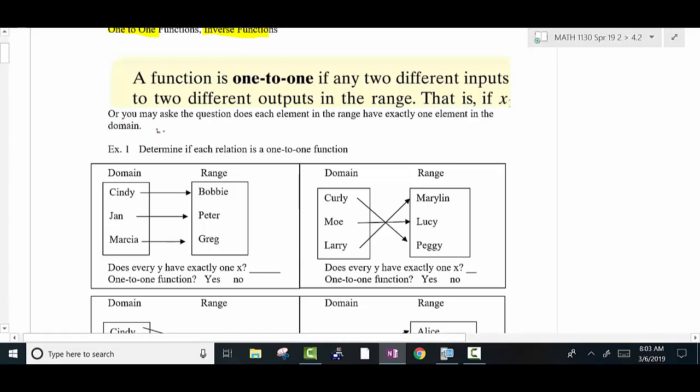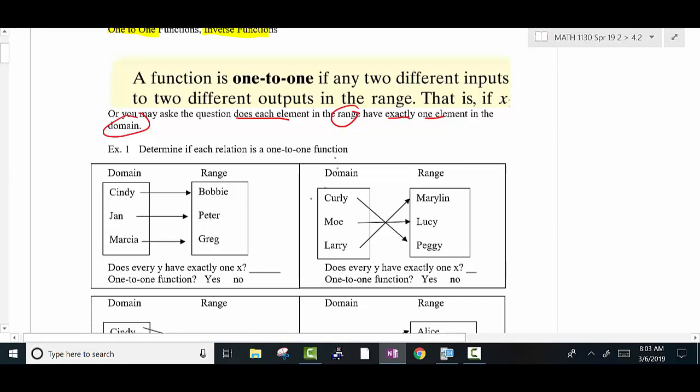So this is kind of the way I look at it. You ask the question, does each element in the range have exactly one element in the domain? That's why I teach it anyway. There are different ways to write that definition. So it's kind of like the backwards of a function. Remember, in a function, we ask the question, does every element in the domain map to exactly one value in the range? Well, we do this backwards.